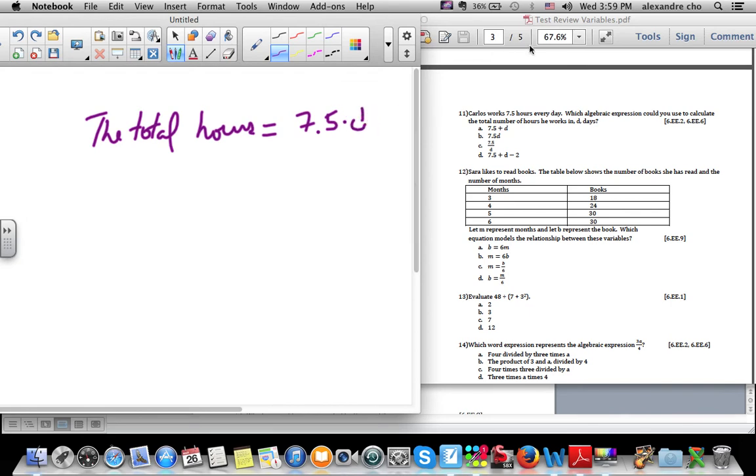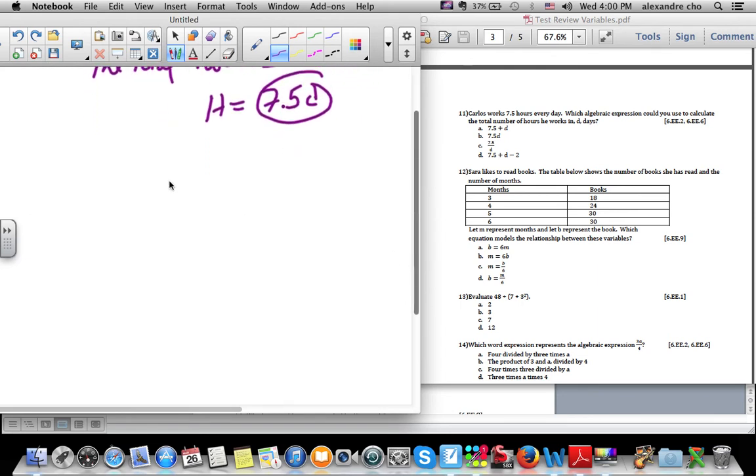In 1 day, he works 7.5 hours. 2 days, he worked 15 hours. 3 days, 22.5 hours. So you're replacing the D, your variable D, with the number of days that you want to discover. So total hours equals 7.5 times D. So you can write H equals 7.5D. Is there anything that looks like this? There you go, letter B.